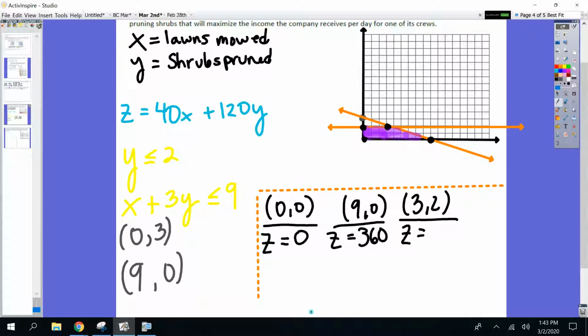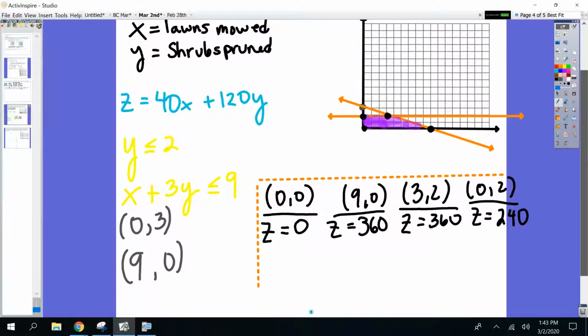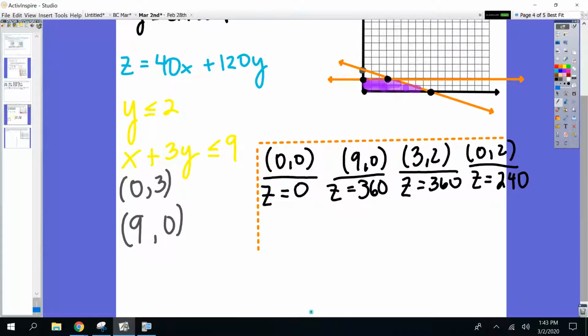You also make 360 bucks, and then the last one up here is 0, 2. No mowing, but 2 prunes. 240 bucks. All right, now we got to write a little statement. Wait, 0, 2. Yeah. Oh, you're right. Yeah, I know. My bad.